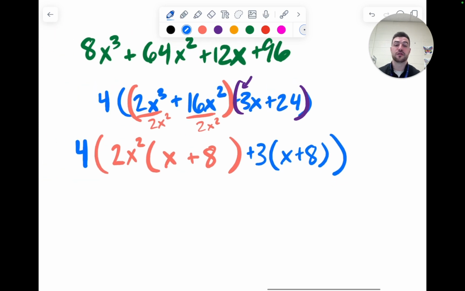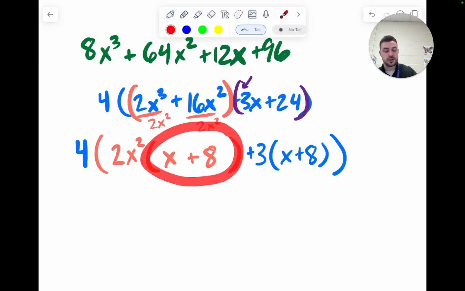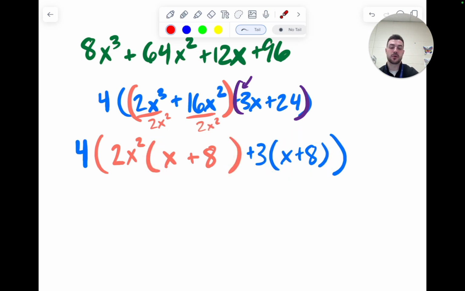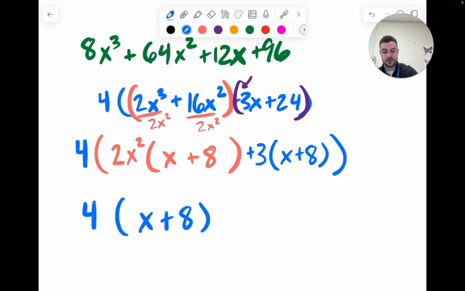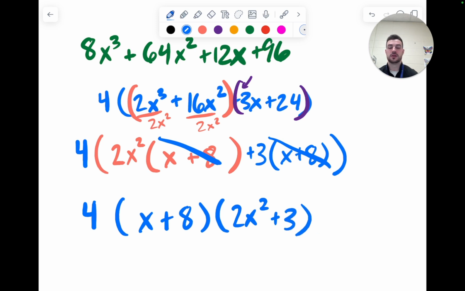Now, just like before, there's kind of a lot going on here, but hopefully I should see that I have x plus 8 inside both of my parentheses. So keep the 4 in front. We're going to divide that x plus 8 to the front, and that leaves me with a 2x squared plus 3, and this is my answer.